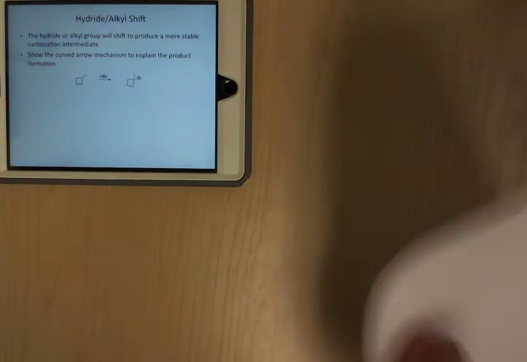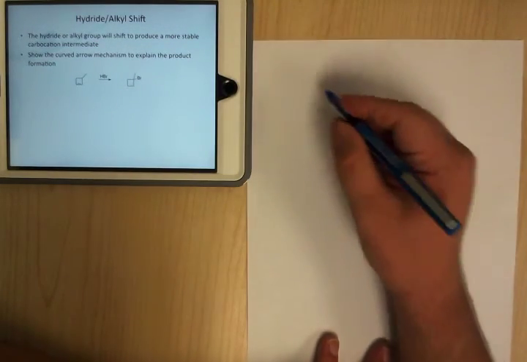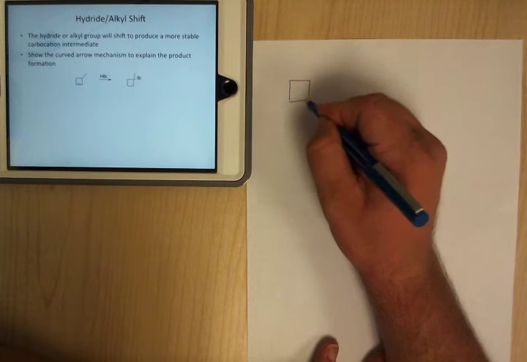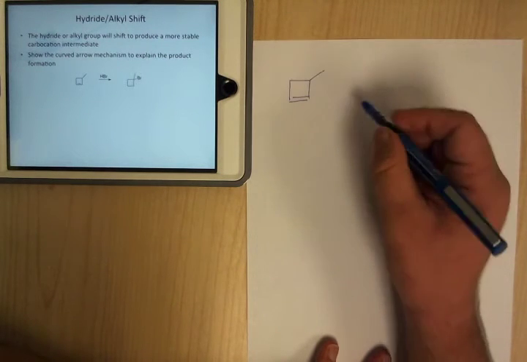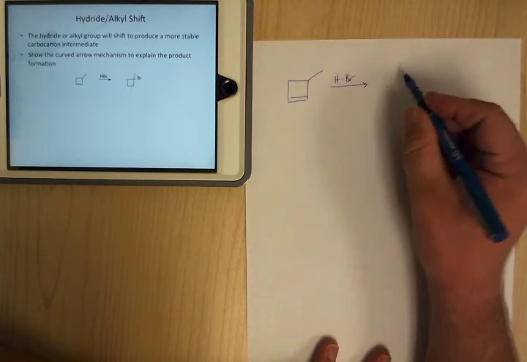Hydride and alkyl shifts. Okay, so I'm not going to make you predict it. What's going to happen is you're going to have a structure, and it's going to say draw a curved arrow mechanism to explain what the heck happened. So you have HBr.